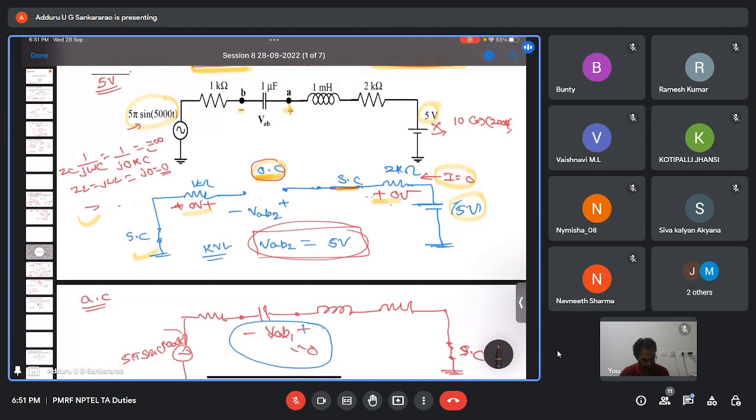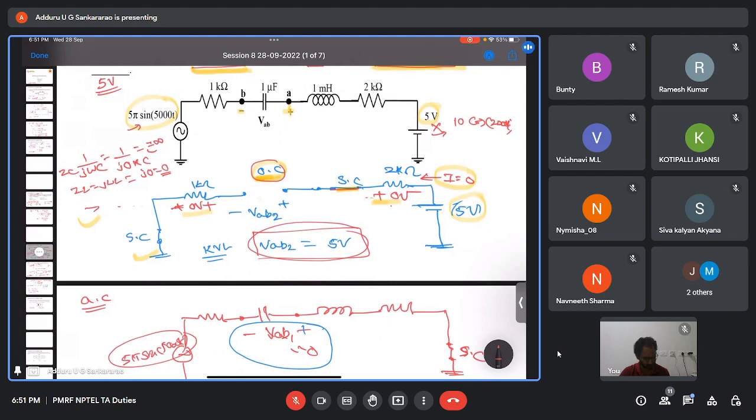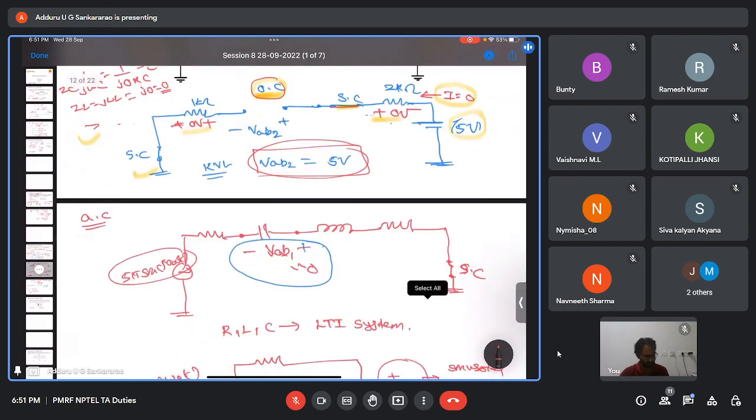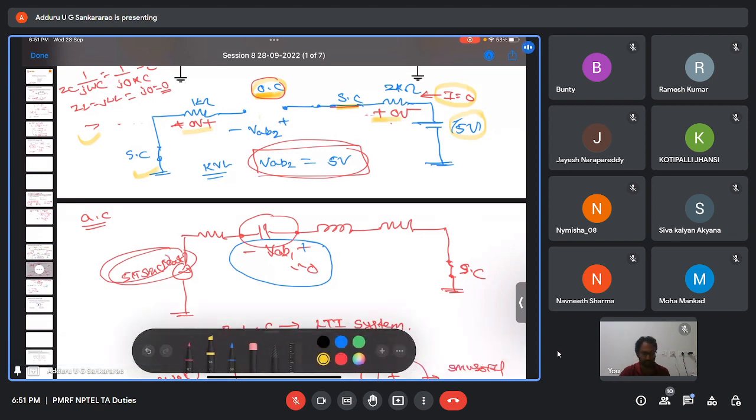And now we will consider the AC source alone. So DC we will deactivate. Then with the AC source only, it is an LTI system. Only linear elements are there: resistor, capacitor and inductor. So the response across any element, the response across the capacitor let us say, is also a sinusoidal signal. Since we are giving a sinusoidal input, the response is also a sinusoidal signal.